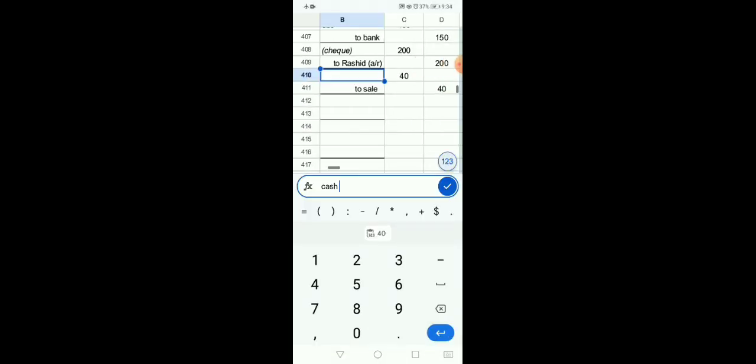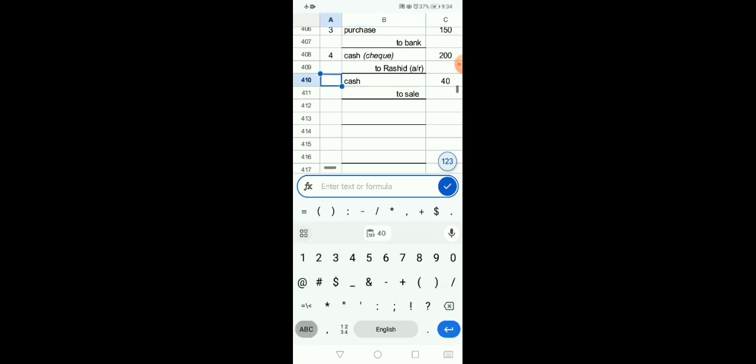And we haven't mentioned the date. This is not good. Entry number 5 it was. So you will mention the date, entry number 5. So half part has been completed. Now we will go to the right side and we'll see what is for us.